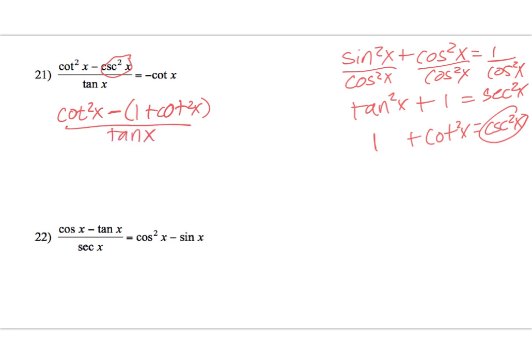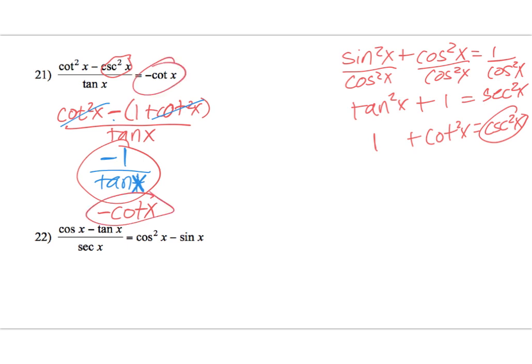I'd like you to notice that cotangent squared minus cotangent squared leaves us with minus 1 on top. And now we've ended up with something that we can use the reciprocal identity to say that this is the same thing as negative cotangent of x, which is what we're trying to get at the beginning of the problem.